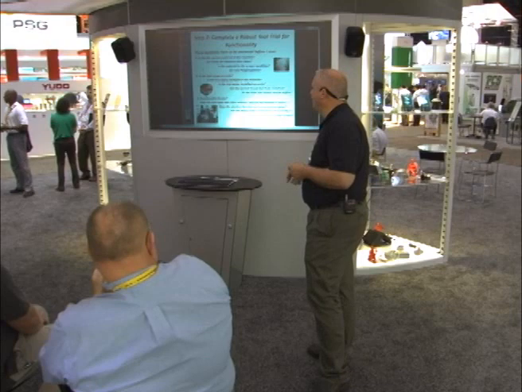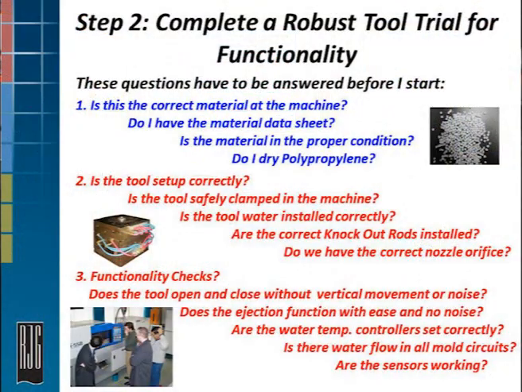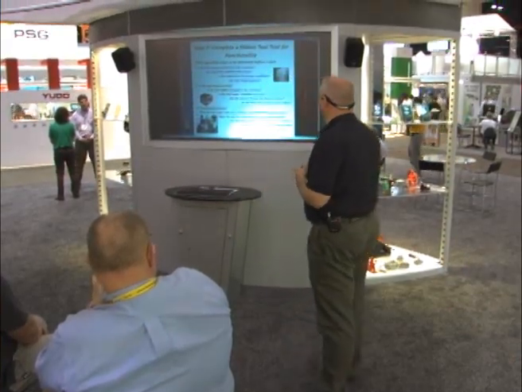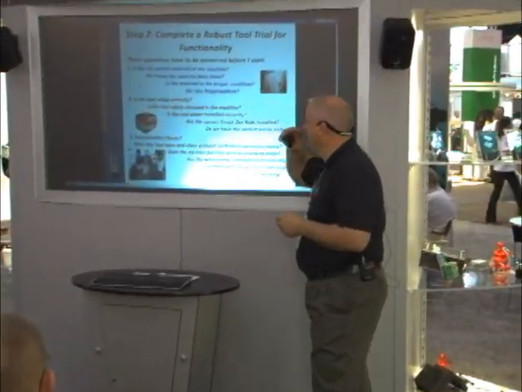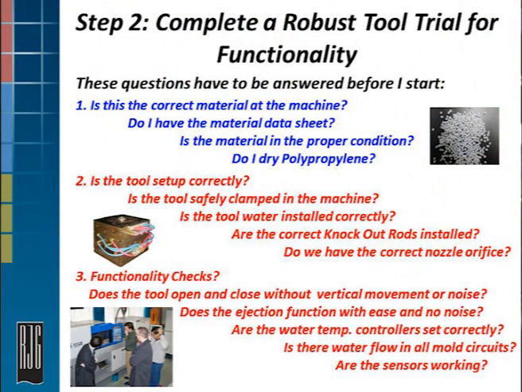Before I actually go out and start running the machine, I still want to do some verification. And those verifications are really common to people in the systematic world. First of all, I'm going to do some functionality. I'm going to complete a robust tool trial and a functionality test. All this stuff in general can be completed in a matter of 3 to 4 hours, depending upon your cycle time. These are the questions that have to be answered before I start this process, though.